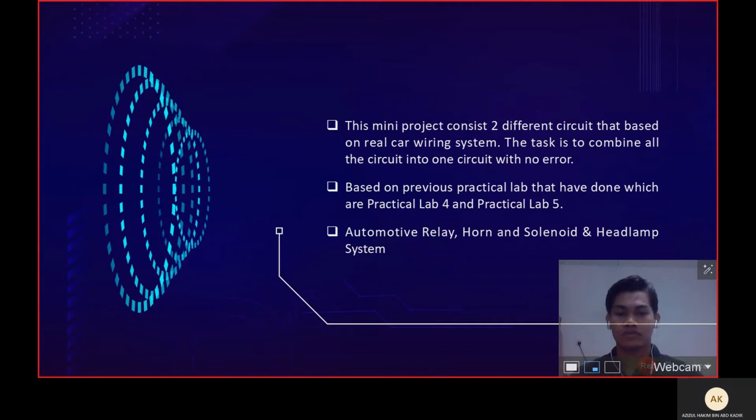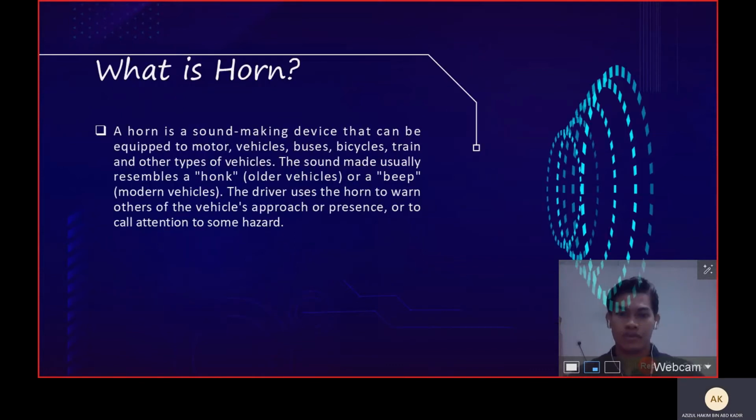So we move to the first component, which is the horn. What is a horn? A horn is a sound-making device that can be equipped to motor vehicles, buses, bicycles, trains, and other types of vehicles. The sound may usually resemble a honk or a beep. The driver uses the horn to warn others of the vehicle's approach or presence, or to call attention to some hazard.